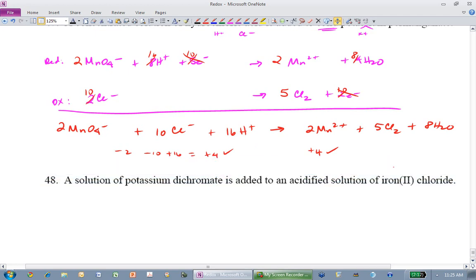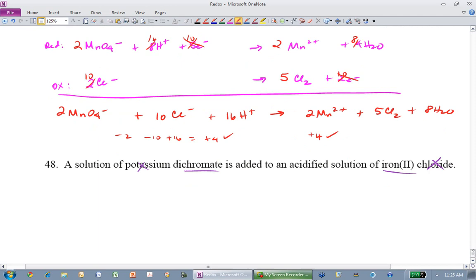Final. Should we have a drum roll? Drum roll. I know you can do better. A solution of potassium dichromate, I actually feel like no one's listening at this point anyway, I've lulled you into a coma, is in acidified solution of iron(II) chloride. Spectator, dichromate, and iron(II).